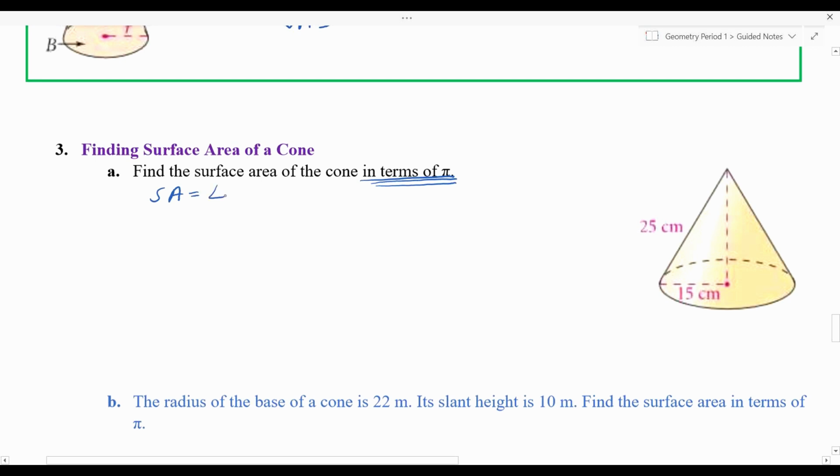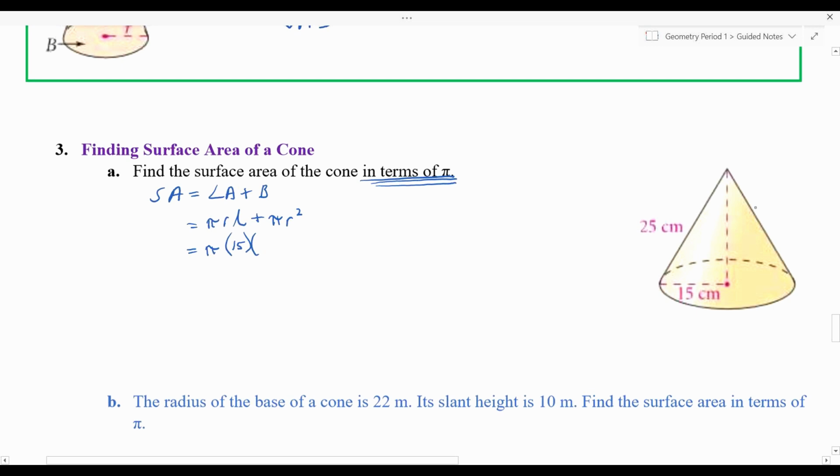equals lateral area plus the area of the base, which we saw earlier comes out to be pi r L plus pi r squared. And we just go ahead and plug in the numbers that we have here on our drawing. So we have pi times the radius. They tell us that the radius is 15, so we're going to put 15 here. The slant, they give us what the slant is.